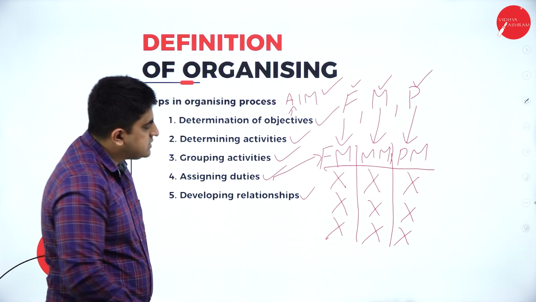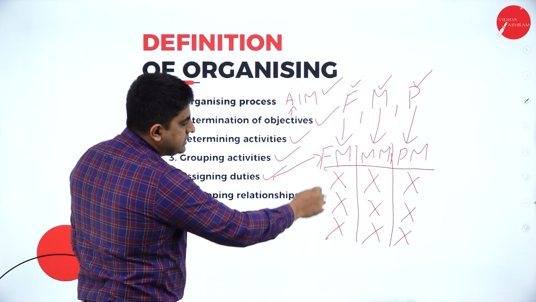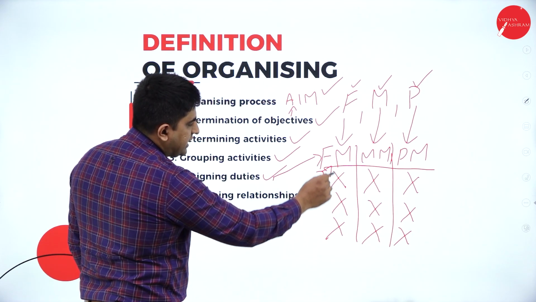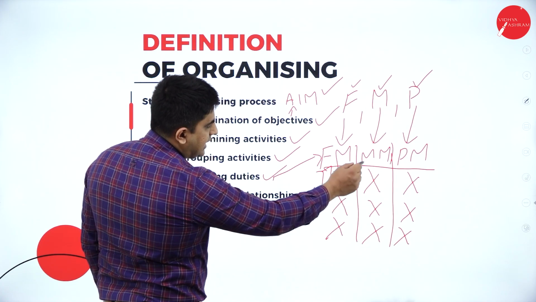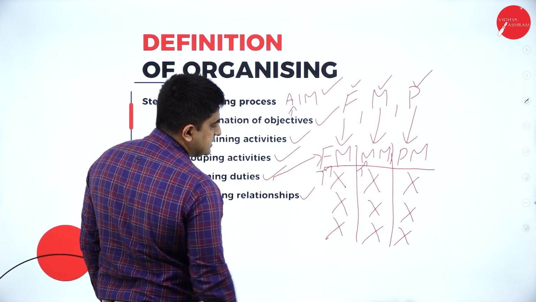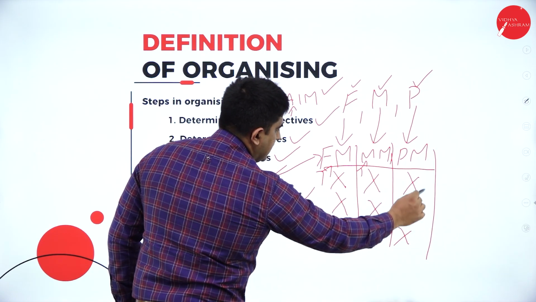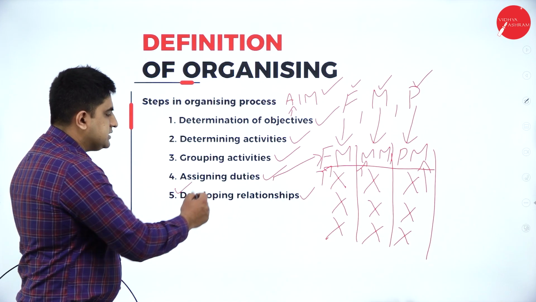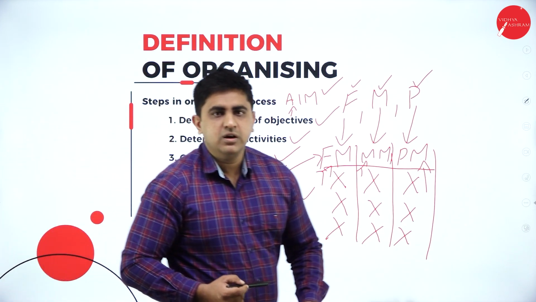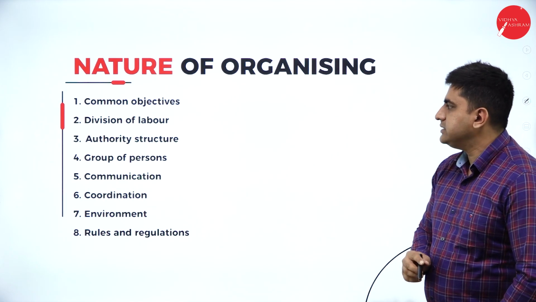So here what happens? These workers are responsible or accountable to the finance manager. Whatever work he tells, they will do and they will report to him. Similarly, these workers are responsible to the marketing manager. And similarly, the production department workers will be responsible to the production manager. This is called developing relationships. So these are the steps in organizing. Next we will go for the nature of organizing.